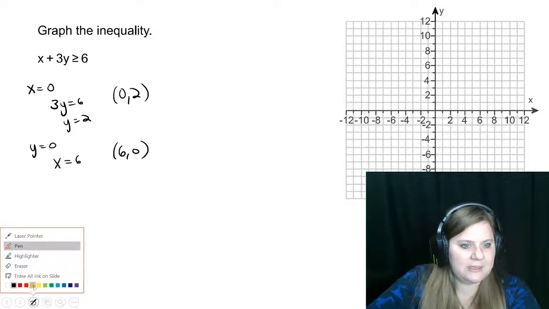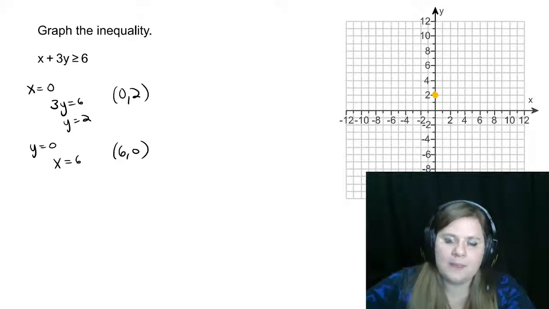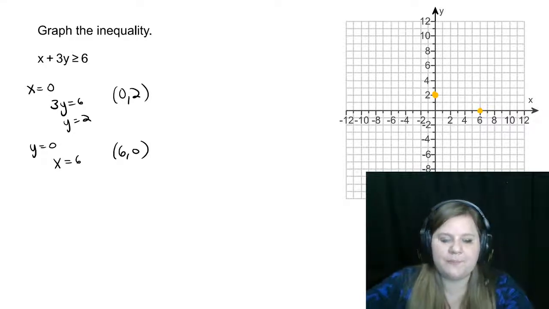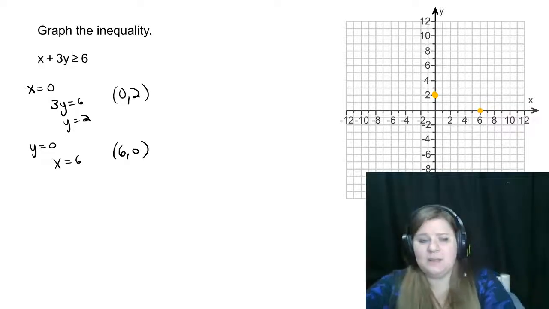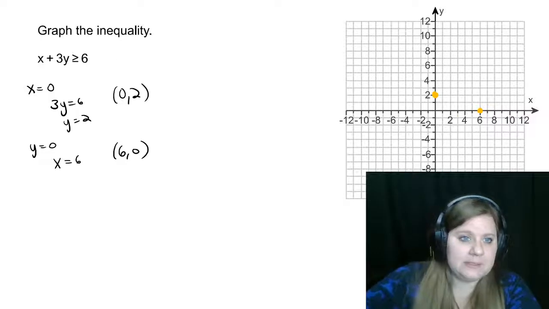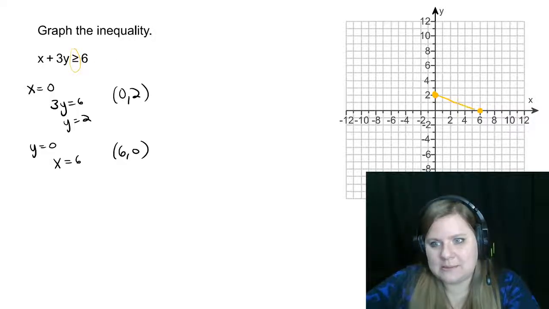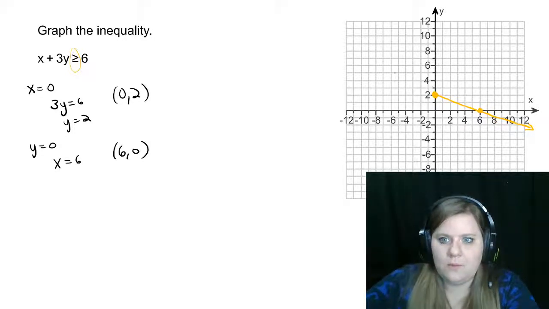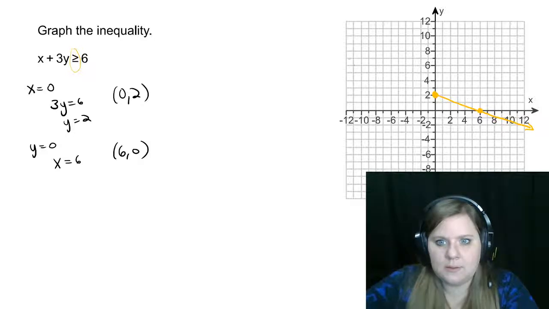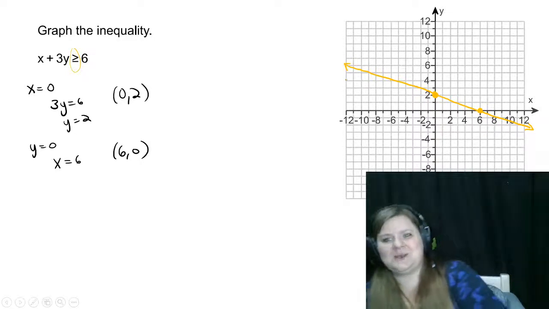I'm going to go ahead and plot those points, (0, 2) and (6, 0). And I can connect them, and I need to decide, is that a solid line or a dotted line? Since it's greater than or equal, I'm going to connect them with a solid line, which is going to look like, hopefully, a straight line on our papers as well.